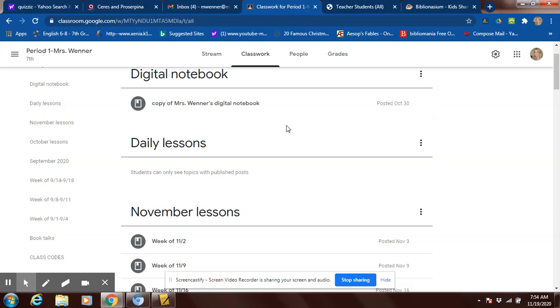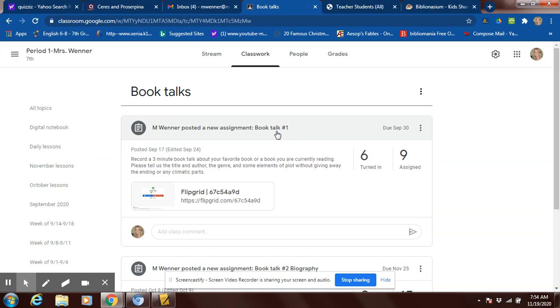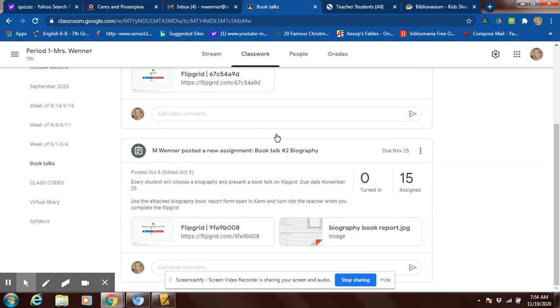Also, don't forget that you have a biography book report due November 25th, and that book report can be located here on the side under Book Talks. We've already done Book Talk number 1. Book Talk number 2 is due the 25th. You just click here, it'll take you to Flipgrid. If you want to use this, you can.